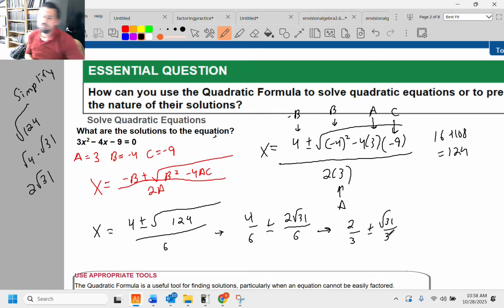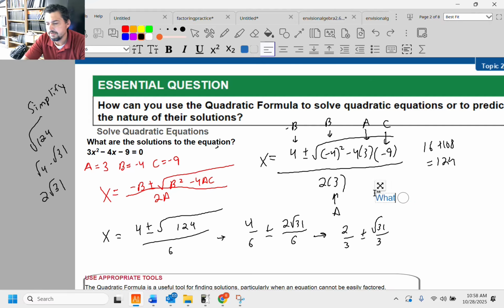A big question here is, what are these solutions really? Like, what are these things? What are these x values?